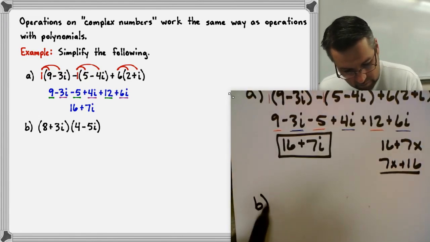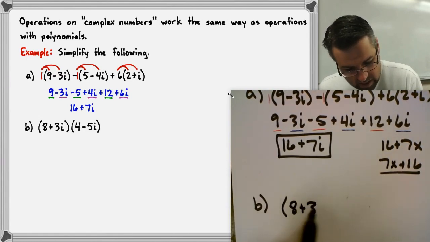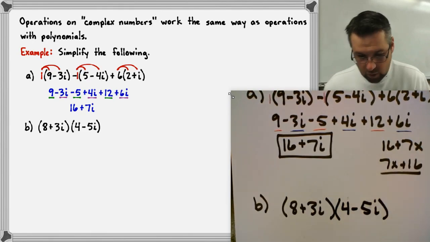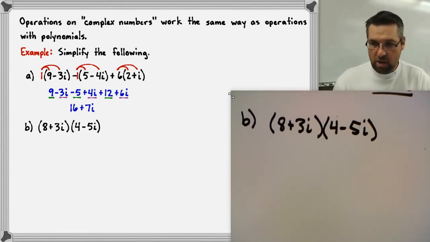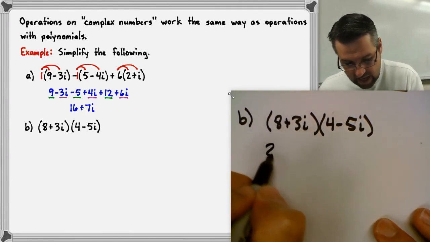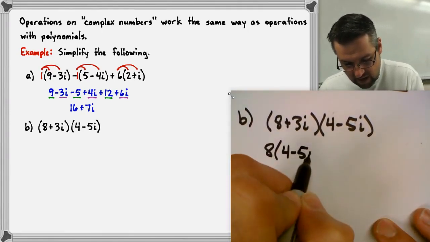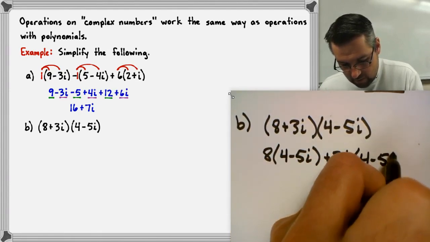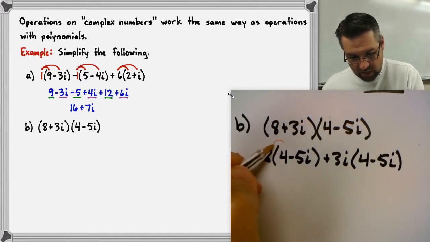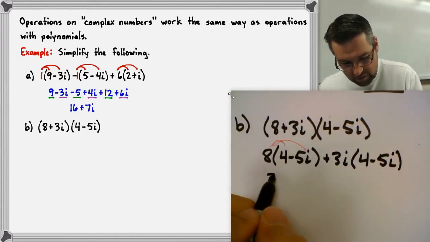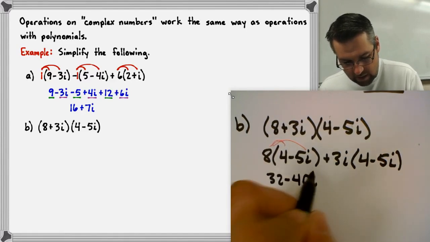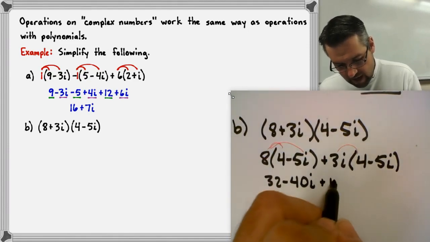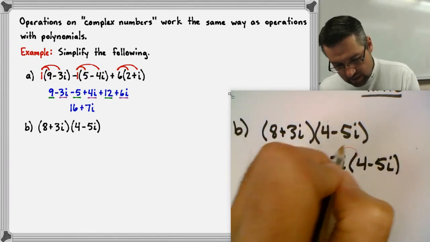Looking at B, we've got 8 plus 3i times 4 minus 5i. Now we're going to see something kind of cool here. We multiply this just like we always do, right? We separate this out, so we say 8 times 4 minus 5i plus 3i times 4 minus 5i. And then from here, we'll distribute just like we always do. We end up with 32 minus 40i. And in this case, 3i times 4 is 12i.